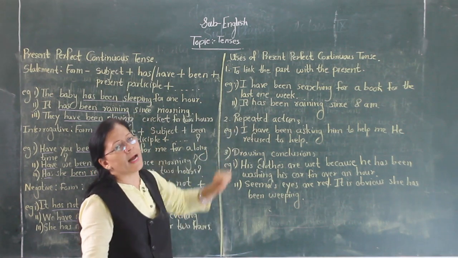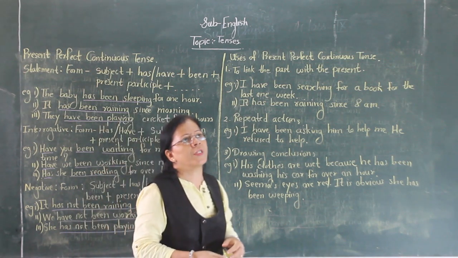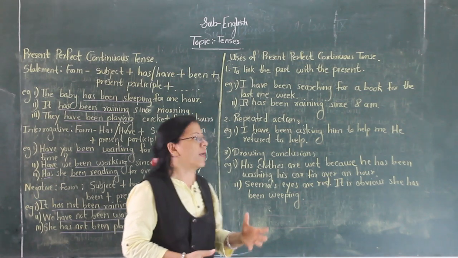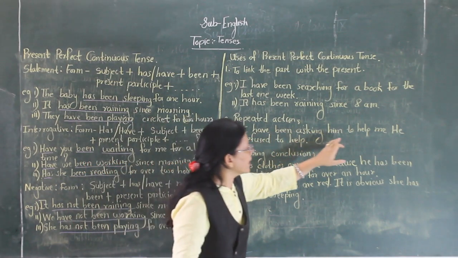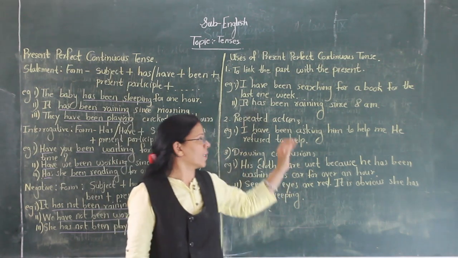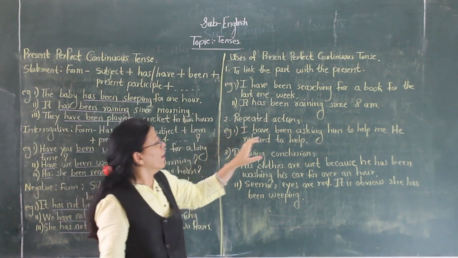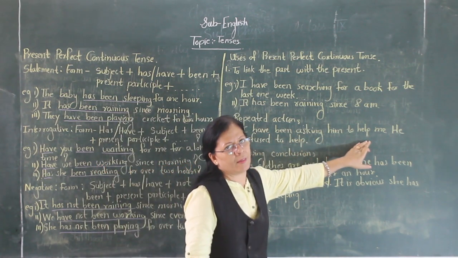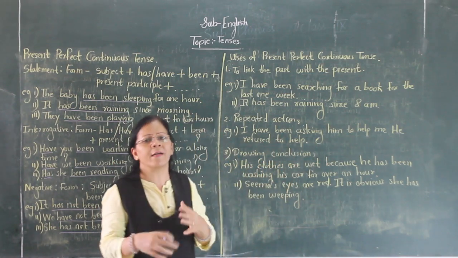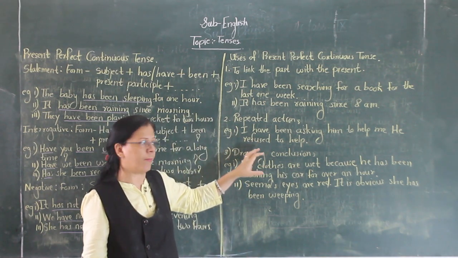Next, repeated actions. To describe actions which take place repeatedly without interruption. For example, I have been asking him to help me, he refused to help. Now the action started in the past. I have been asking him to help, he refused to help. So this is repeated. Repeatedly I have been asking but he refused to help.